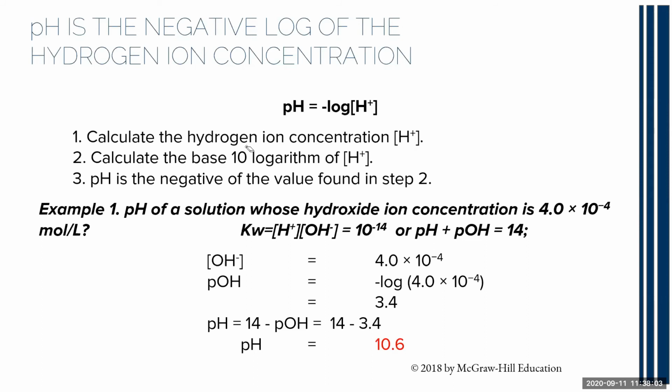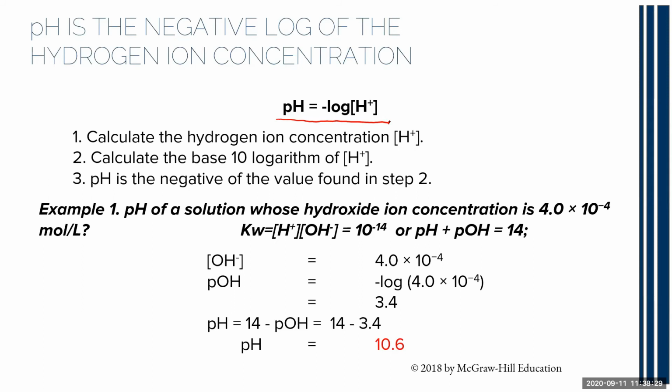Now in this video, we will discuss pH as the negative log or logarithm of the hydrogen ion concentration. Now we have the formula pH is equal to negative log of the hydrogen ion concentration. Now this is one way for us to be able to solve the pH level of a certain solution.